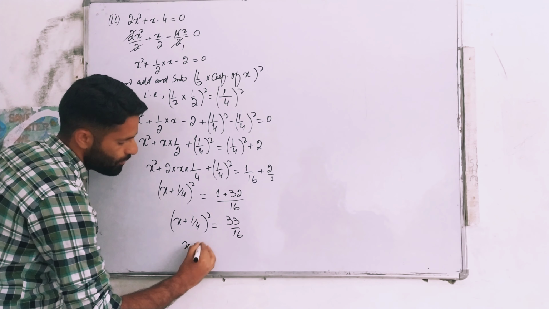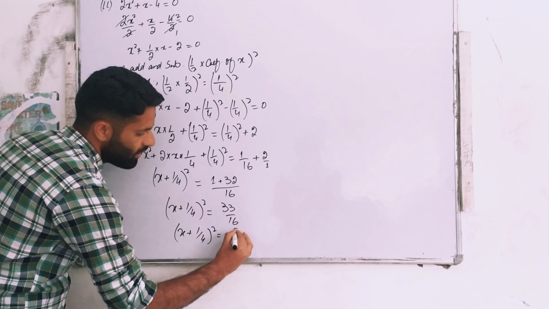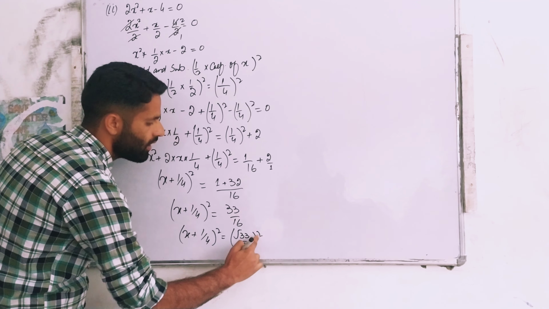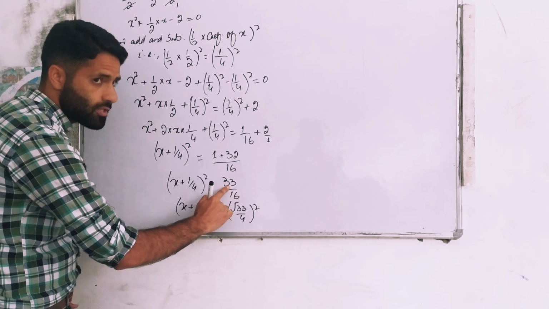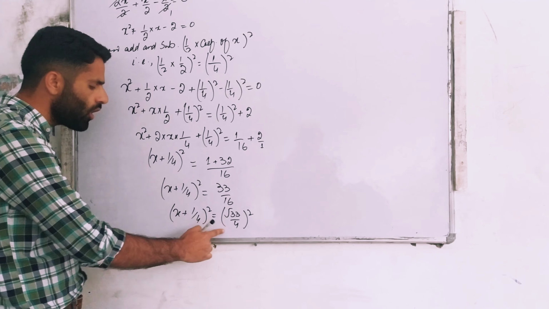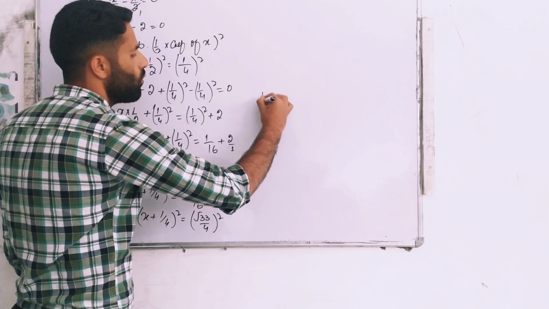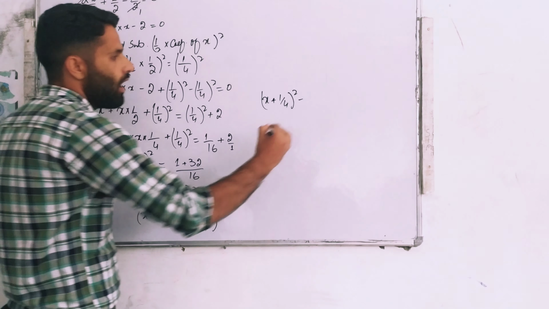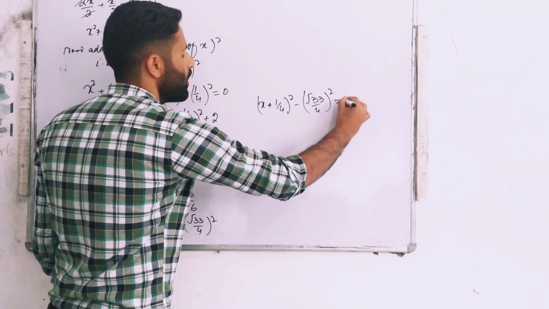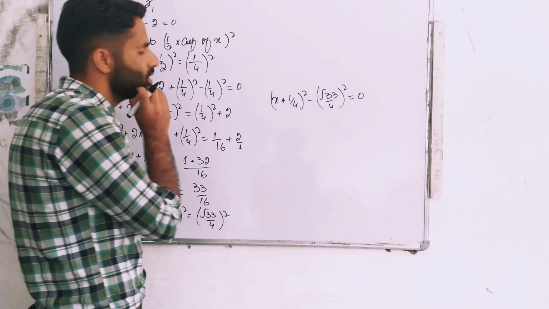You will write it as x plus 1 by 4 whole square is equal to, you will write it in another form, under root of 33 divided by 4 whole square. Because this square and root will get cancelled, it becomes 33 and when you will multiply this 4 with 4 it becomes 16. Now you will transpose this term. It becomes x plus 1 by 4 whole square minus under root 33 divided by 4 whole square is equal to 0. You have to transpose this term. It is positive here. When you will transpose it, it becomes negative.